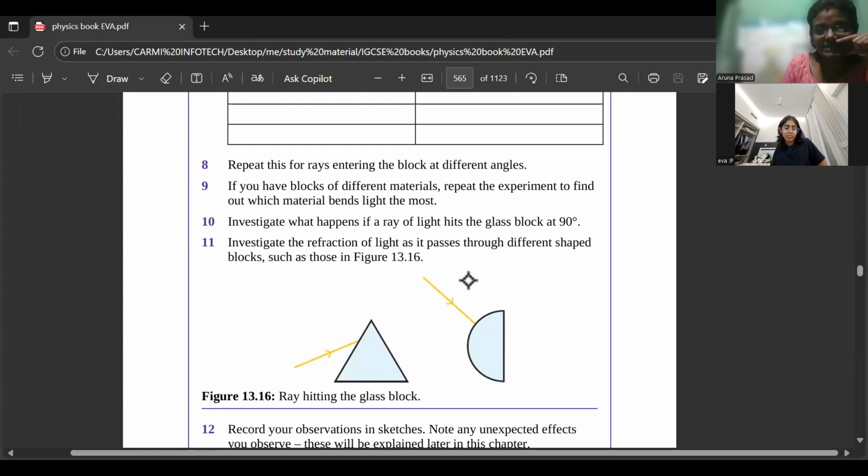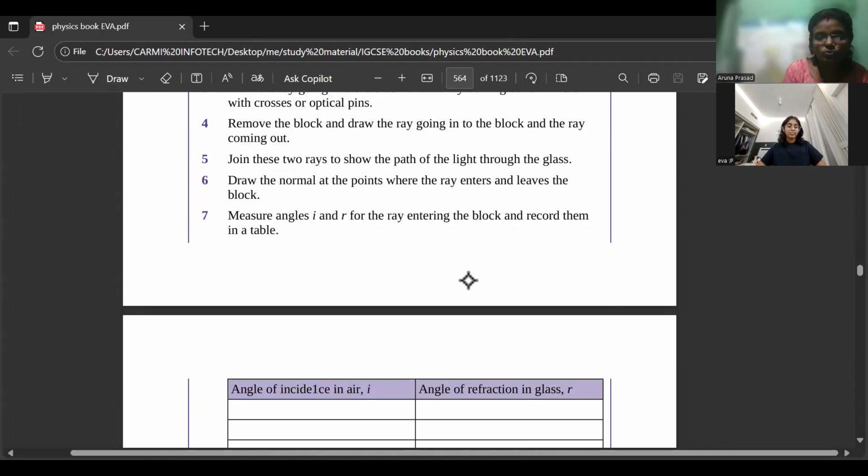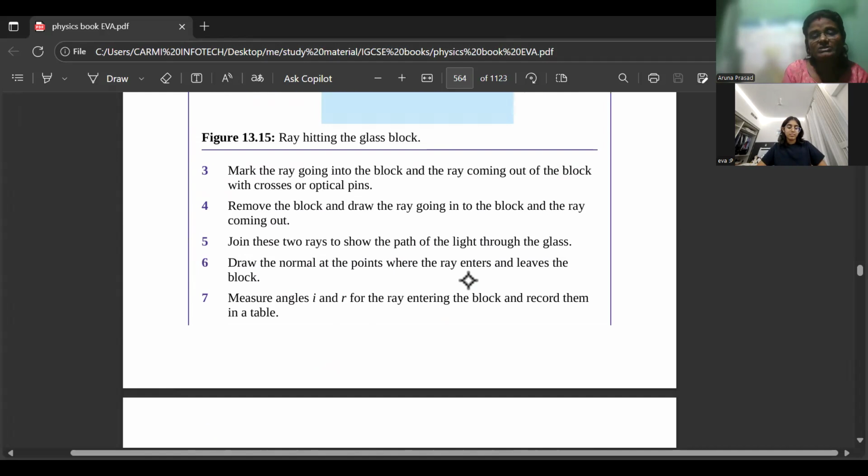Investigate the refraction of light as it passes through different shaped blocks, such as this. So with a different shaped mirror or lens, or the object, you can see how the ray gets changed. That is what is being said to do in the experiment. Measure the angle of incidence, angle of refraction, and this is the whole task to do.